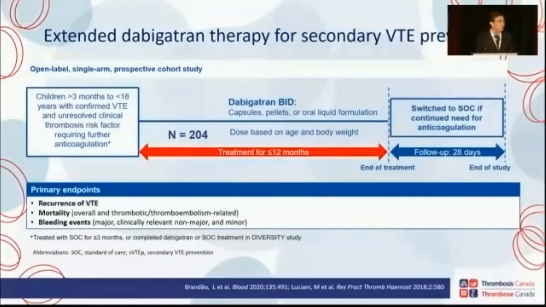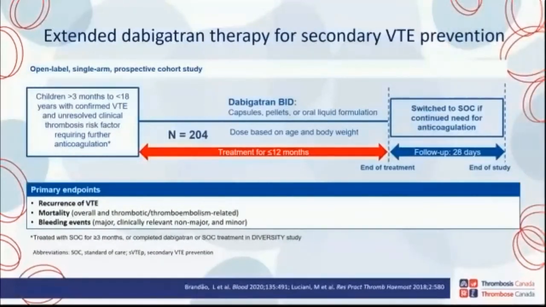And finally, this was the extended dabigatran trial. Patients were treated for up to 12 months, 204 of those. I would bring to your attention that in this trial, 75% of patients included were adolescents. 45% of them had an inherited thrombophilia, 10% had antiphospholipid syndrome, and 10% had anatomical thrombophilia. So not necessarily the usual adult patient you usually see.